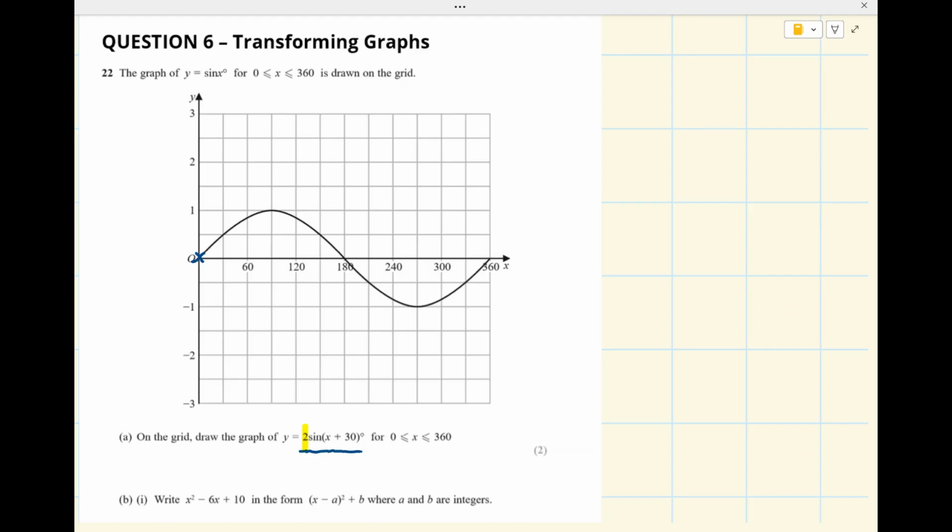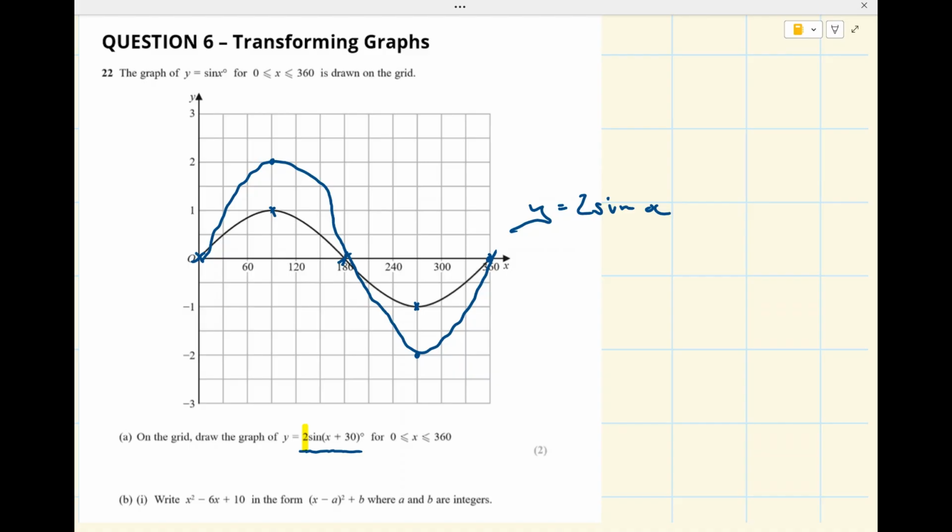So 0, 0 will remain at 0, 0. But 90, 1 will go to 90, 2. 180 will remain 180, 0 because double 0 is 0. 270, minus 1 will make its way to 270, minus 2. And that will remain there. So drawn in blue here is the graph of y equals 2 sine x.